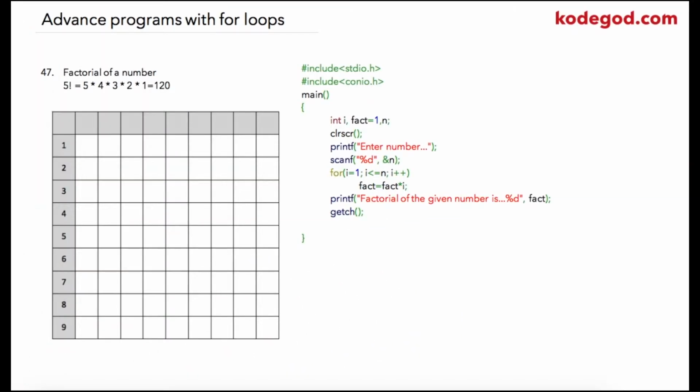In the previous lectures, we have seen programs on pattern programming. Now let us extend our study for a few more advanced programs which can be solved using loops. Our 47th program is on factorial. We are going to find factorial of a given number.